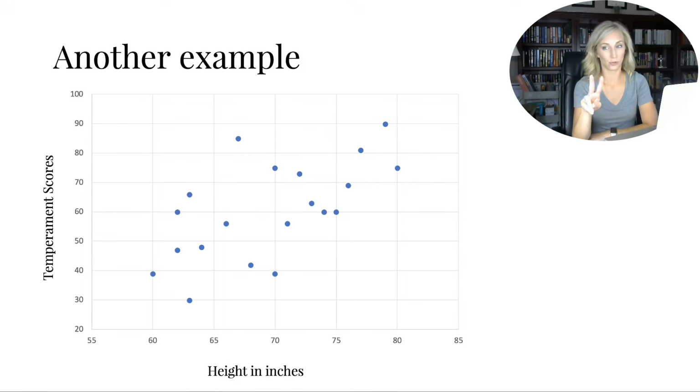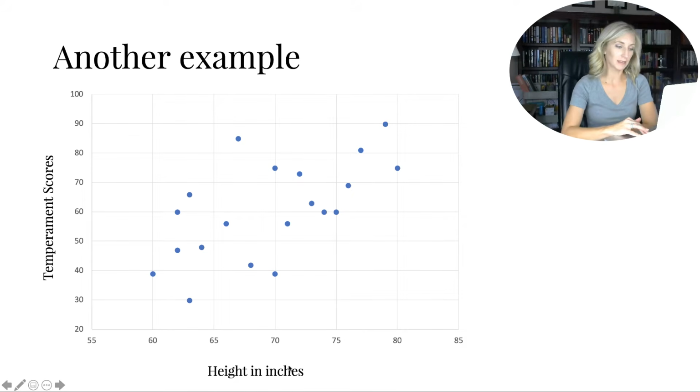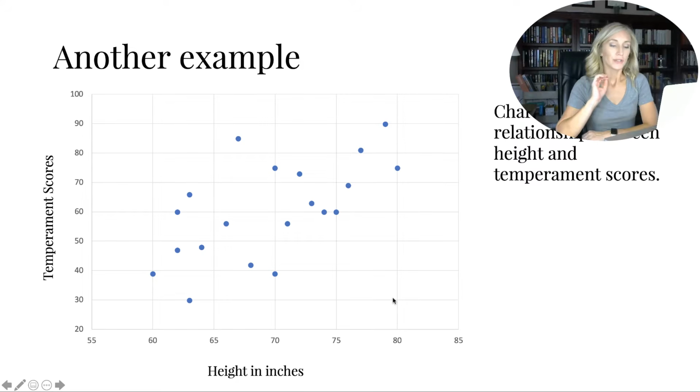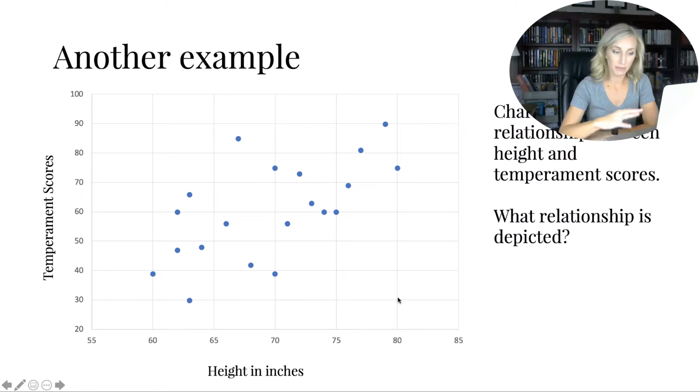Not really. Short and tall people can be angry all the time. Short and tall people can be really mellow, right? They really don't have a lot to do with each other. But look at this graph. Here's a chart showing the relationship between height and temperament scores.